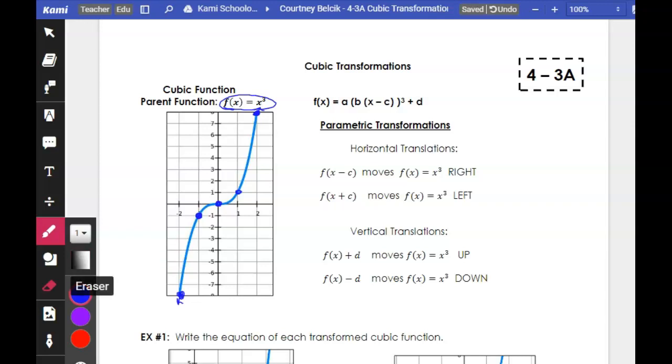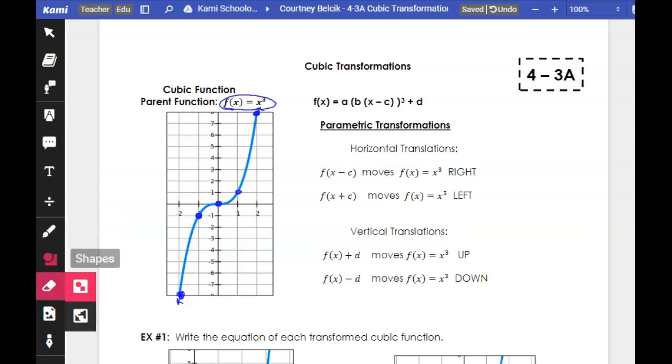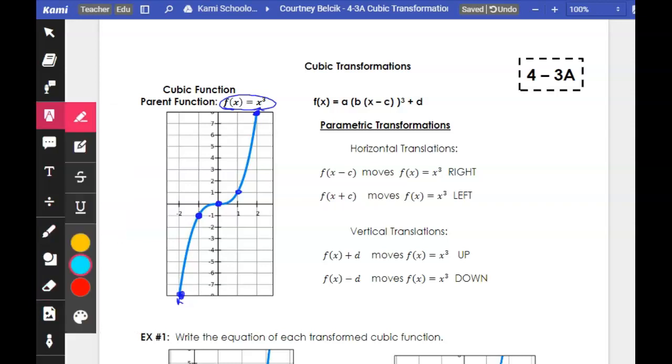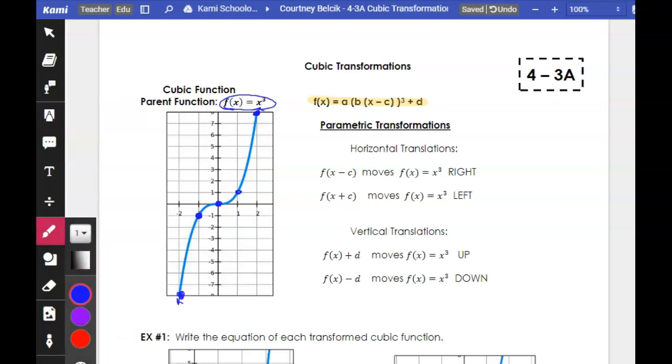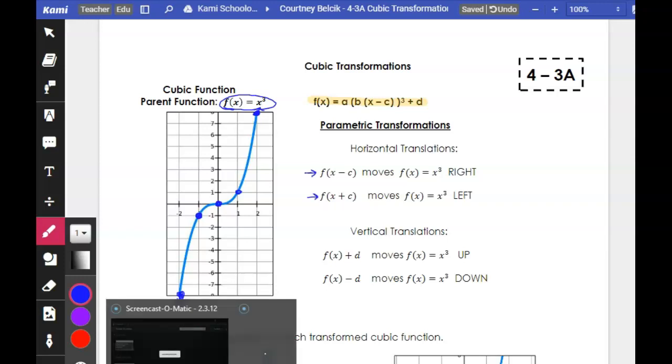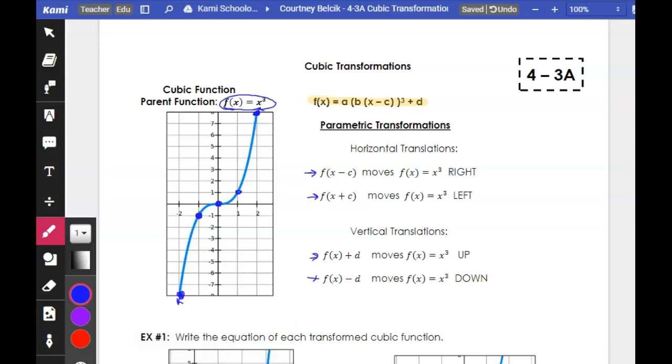And so you might want to take a highlighter, not an eraser, Miss Belsick, a highlighter, there we go. You might want to highlight this, because this is where the transformations show up in the equations. Now, a lot of times you're going to end up with something in a problem that looks like this, or like this, or like this, and that really doesn't help you figure out where these changes go because it has an f and parentheses in there.